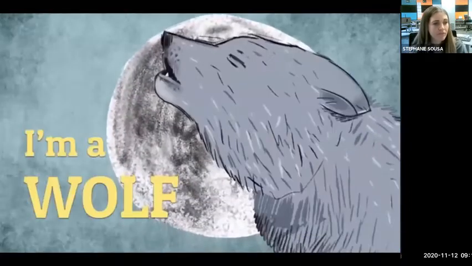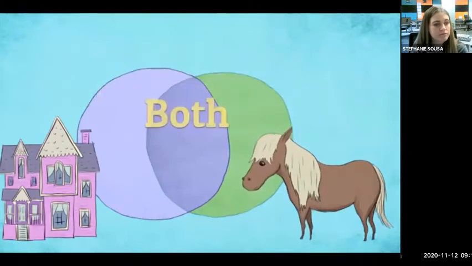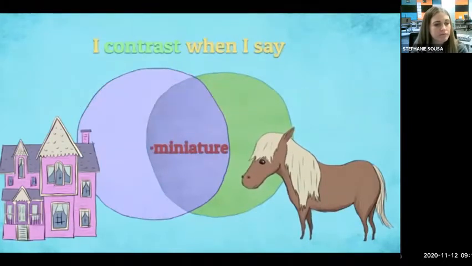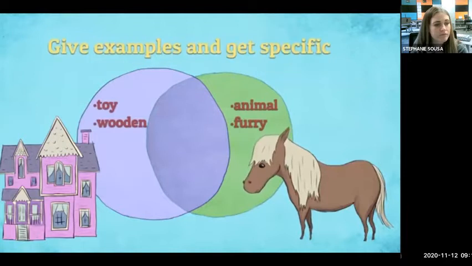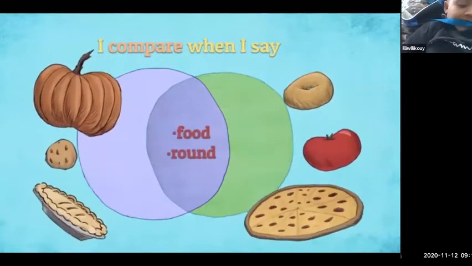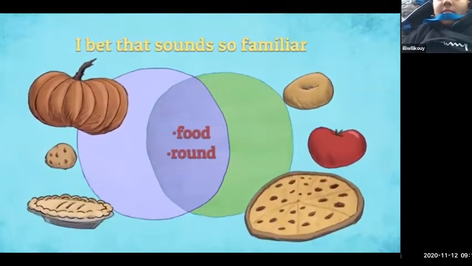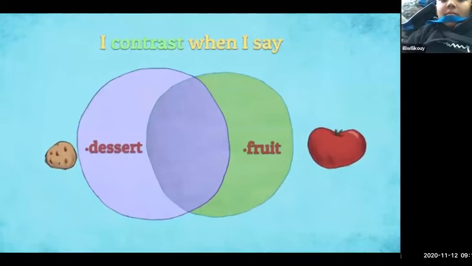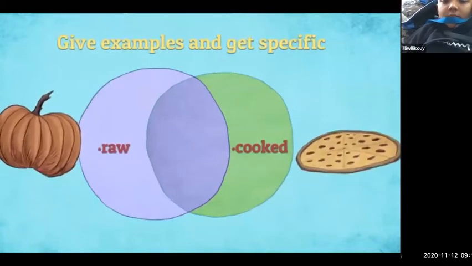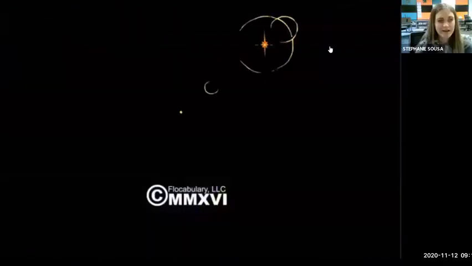I'm a wolf. I compare when I say how things are similar, like doll houses and ponies, both miniature. I contrast when I say how things are different, give examples and get specific. You get it? I compare when I say how things are similar or the same. I contrast when I say how things are different, give examples and get specific. You get it?